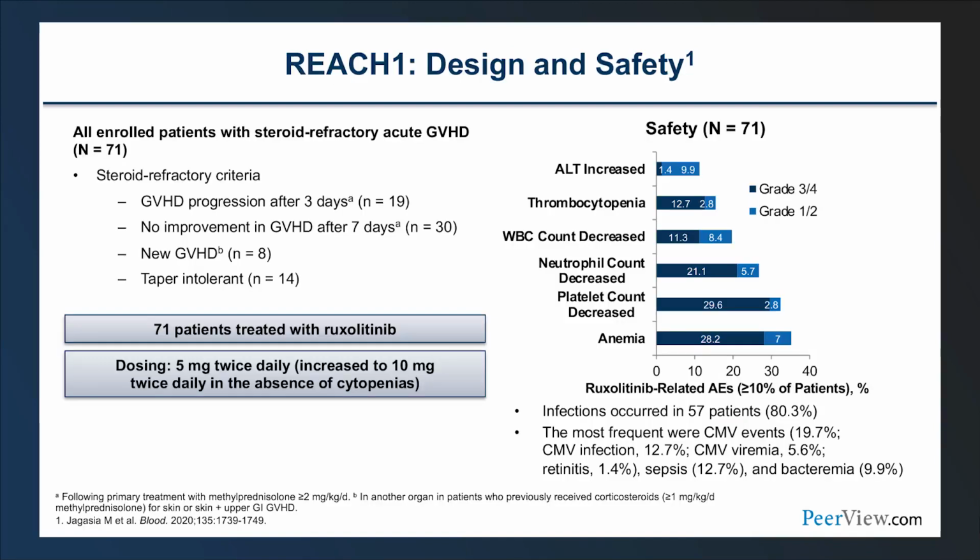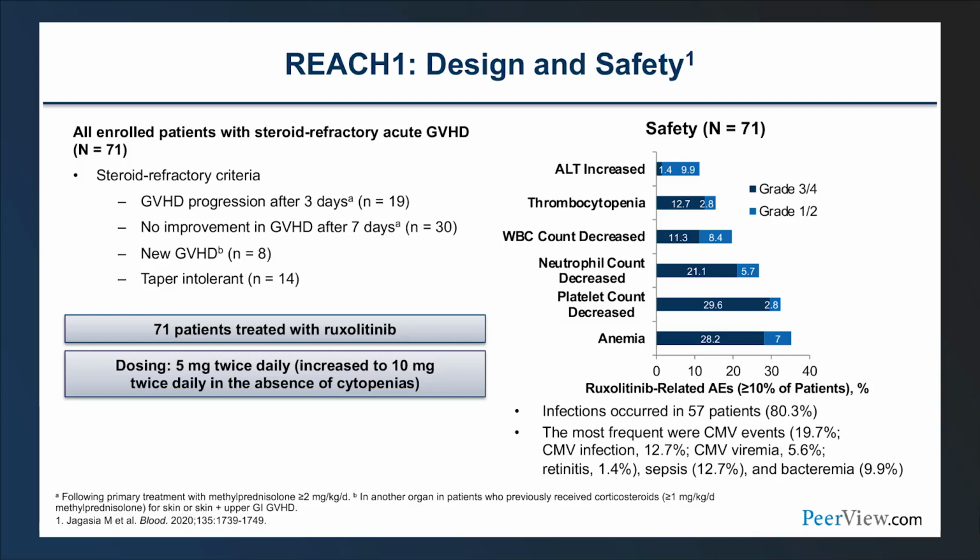So here I'd like to highlight some of the results of recent completed and published studies testing new approaches to acute GVHD. Here we're highlighting REACH1. This was a study looking at JAK1/2 inhibitor ruxolitinib in steroid-refractory acute GVHD. This was 71 patients, and the criteria for enrollment were GVHD progression after 3 days, no improvement after 7 days, new GVHD that developed subsequently, or taper intolerance. Again, about 70 patients were studied.